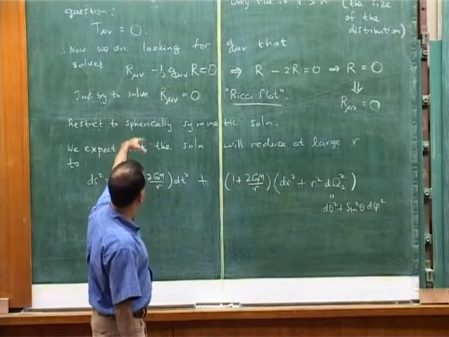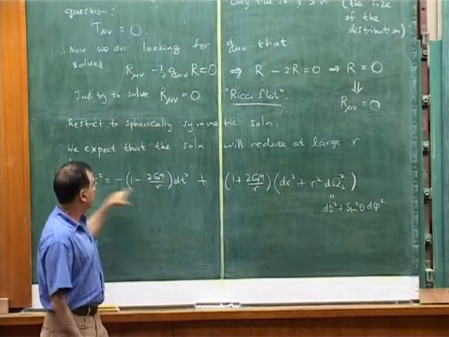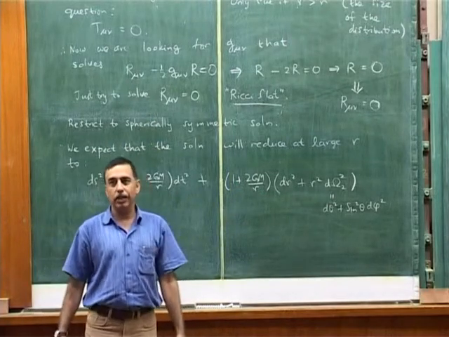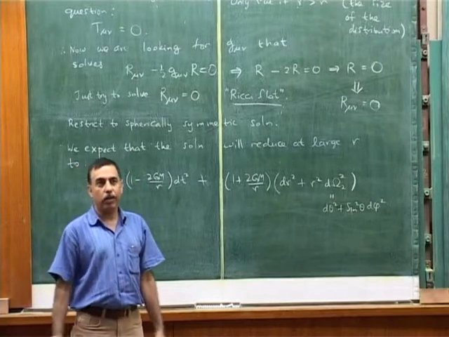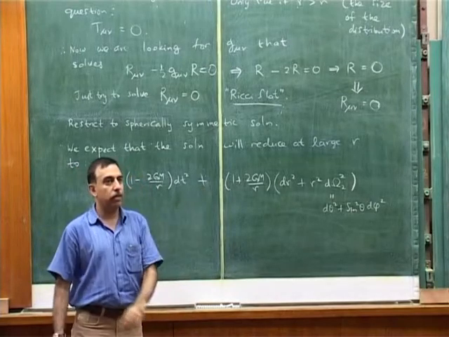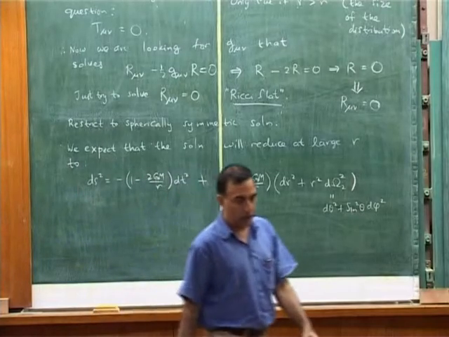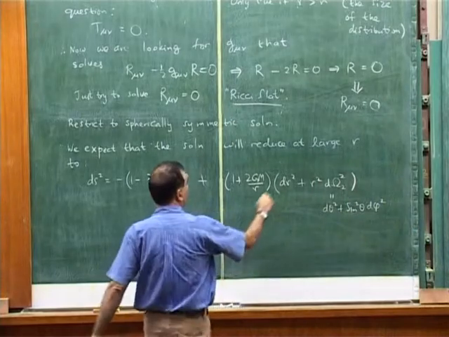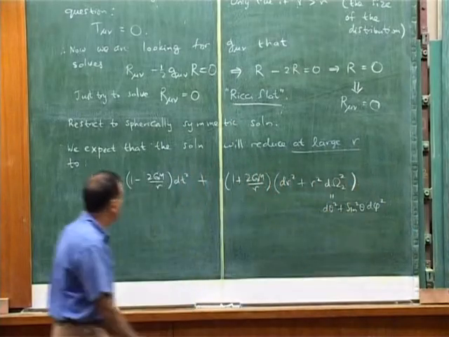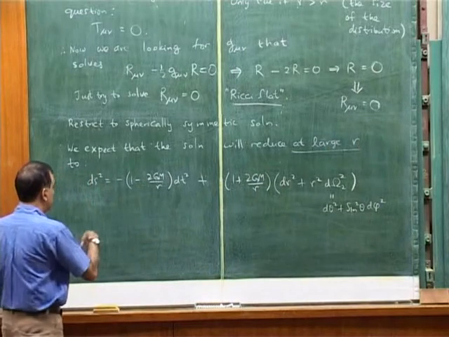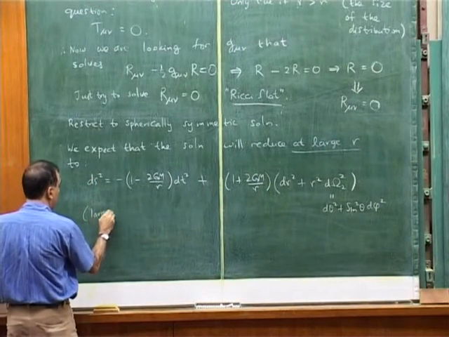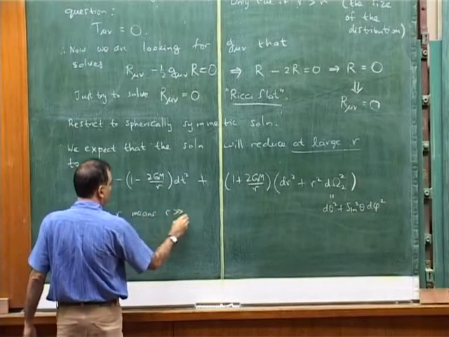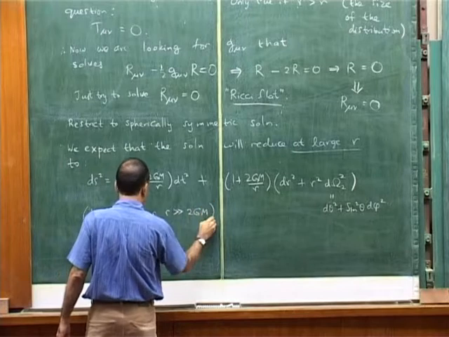So this is what we want to solve, and we expect to find a solution that reduces to this. We'll find a solution which is astonishingly simple, and it's an exact solution of R_{μν} equals 0, and then we'll check that it reduces to this. This works at very large distance. Yes, I've written at large r. And here we can see also what large r means. Large r means r much greater than 2Gm.